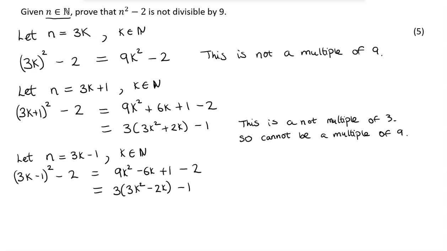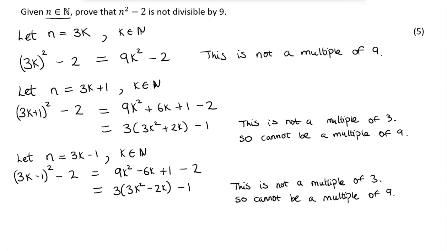1 minus 2 is minus 1. And you can show there that this, yet again, is not a multiple. It's me talking and writing at the same time, just spotted that. This is not a multiple of 3, so cannot be a multiple of 9.